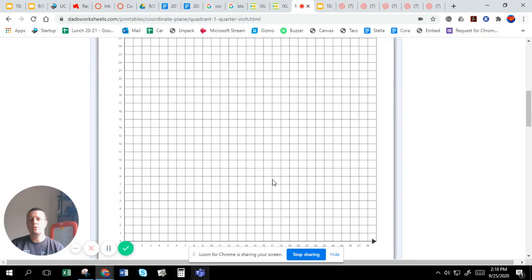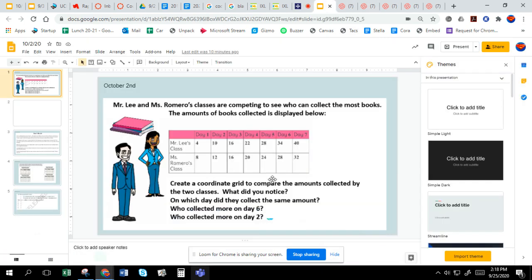So let's look at those questions that they had there for us. On which day did they collect the same amount? Day 3. Who collected more on day 6? Well, after day 3, Mr. Lee was always gaining more. Who collected more on day 2? Well, before day 3, it was Miss Romero. That's day 3 is the point where they came together and Mr. Lee started to pass her. So we could use the graph, we could use a table to answer those. There's a lot of different things that we can do.